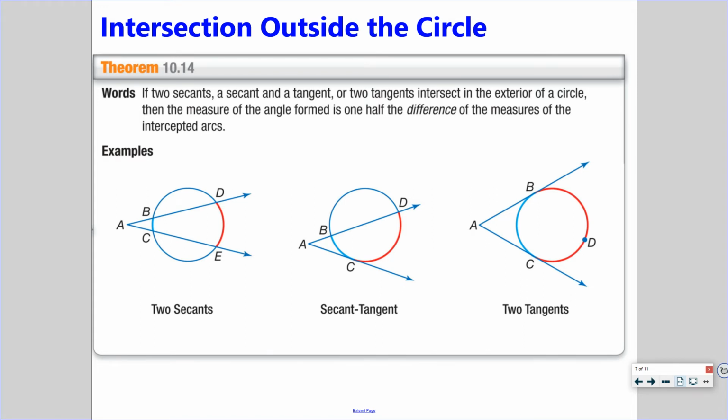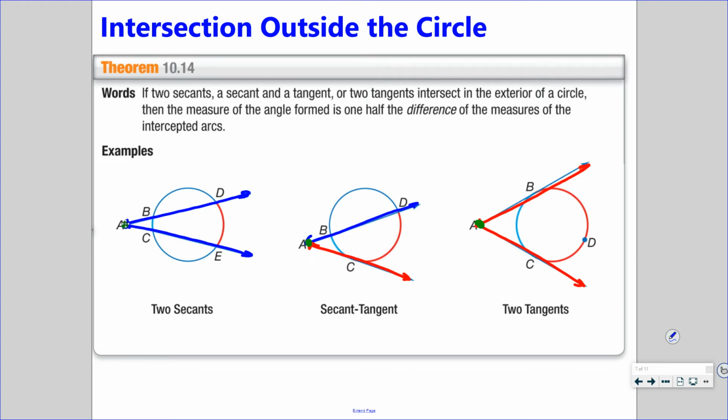Okay, last one is if you have, and this one you could have a couple different types of lines. You could have two secant lines, like this one. That's two secant lines. You could have a secant line and a tangent line. Or you could have two tangent lines. But this one is if they intersect on the exterior or outside your circle. Okay, so see how all those intersection points are now outside the circle? Here's your rule for this.